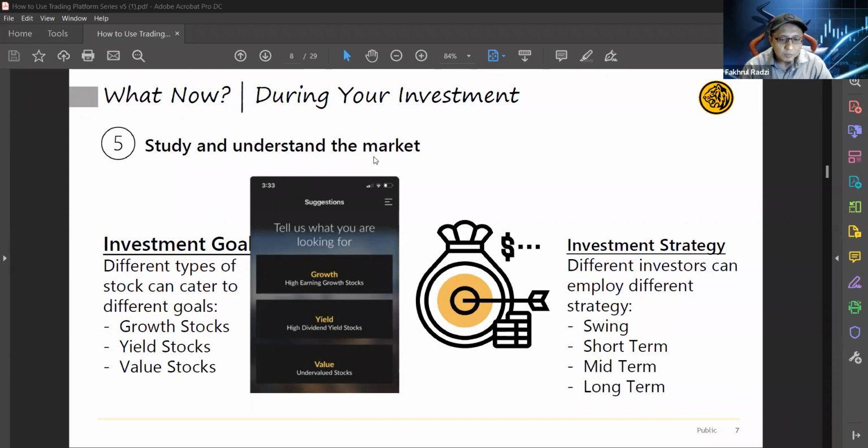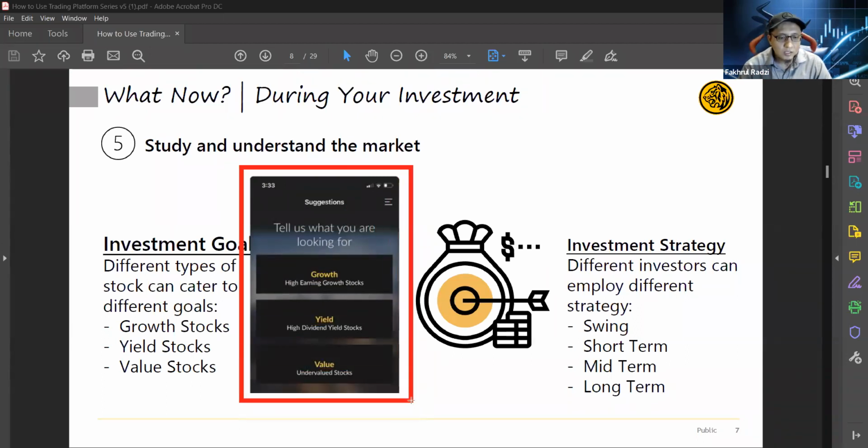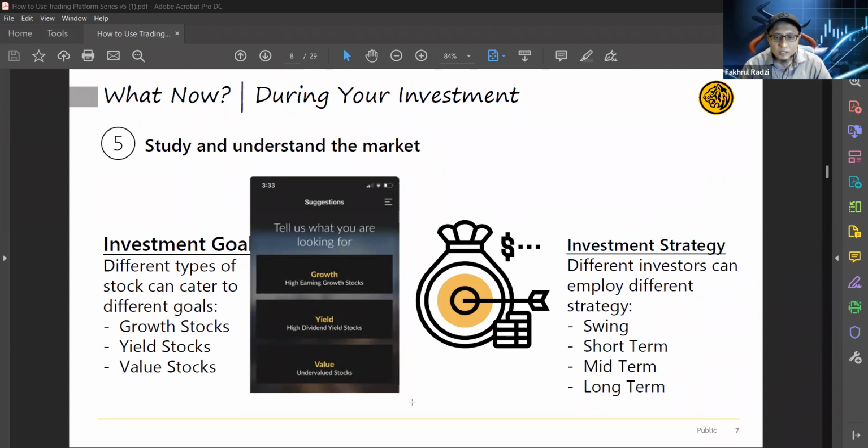Okay, you can get the investment goal easily. There is a way to easily identify these different types of stock, growth strategy, yield strategy, value strategy, by using our Maybank trade. If you can see the features here, or the picture that we have screenshot here, you can get this kind of stock strategy in our Maybank trade apps. Easy for you to get the answer: what is the stock for growth, yield, and value?